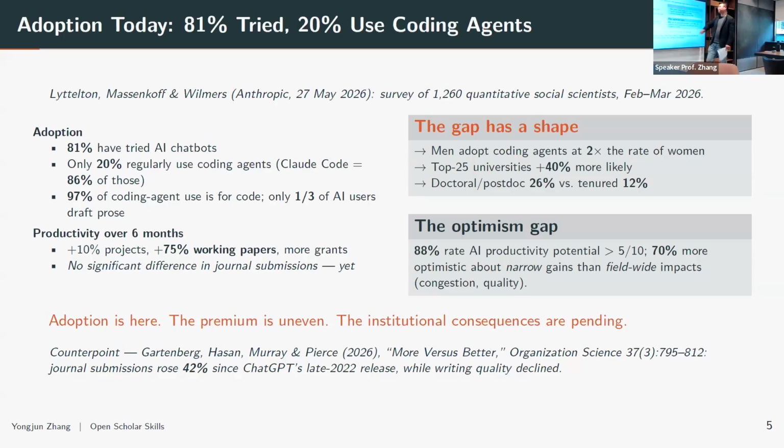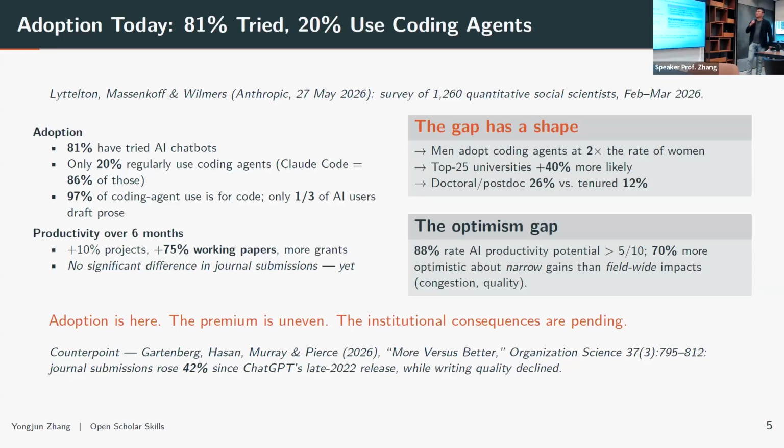They also found that those who adopt AI agents have 10% more projects started and 75% more working papers posted. The good news is there's no significant difference in journal submissions yet. But we should expect more journal submissions. Of course, there is other research showing that since ChatGPT, journal submissions actually rose 42%. But of course, the quality goes down. So again, adoption is here.